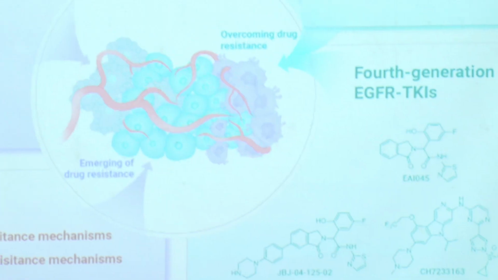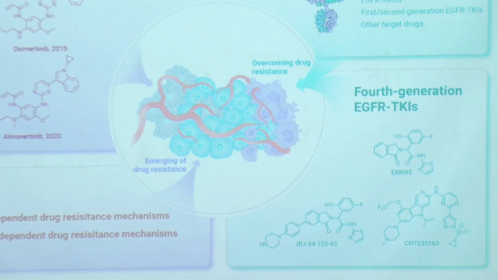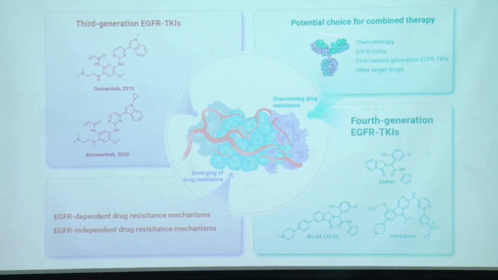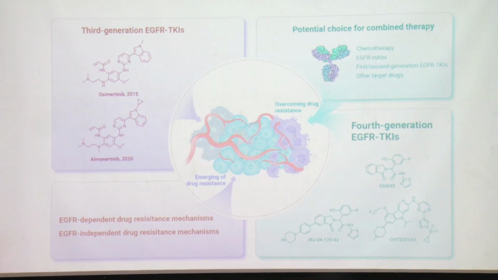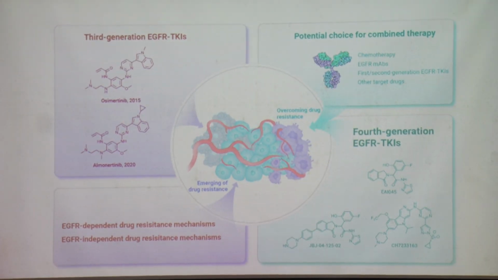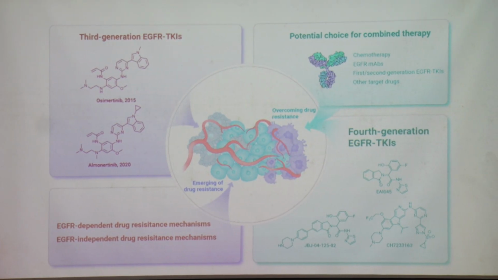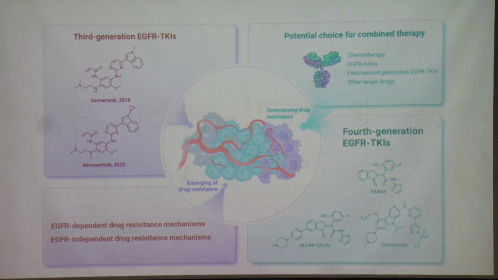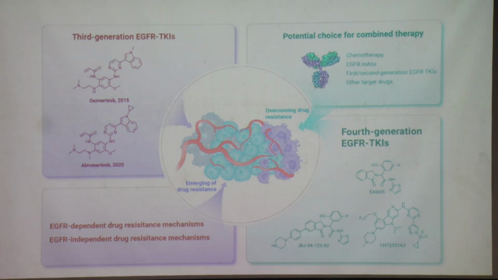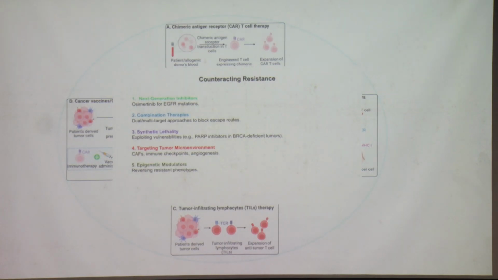So this is just showing you next generation inhibitors, and it overcomes. So this is third generation, fourth generation. So every time cancer mutates, we also change the inhibitor. So we keep on calling them next generation inhibitors.